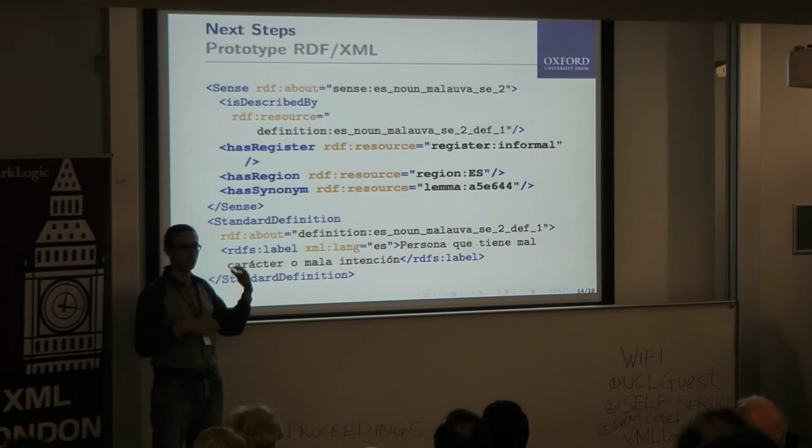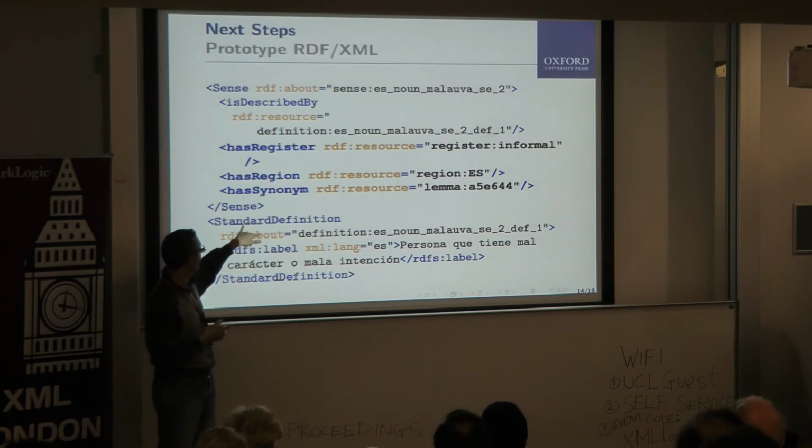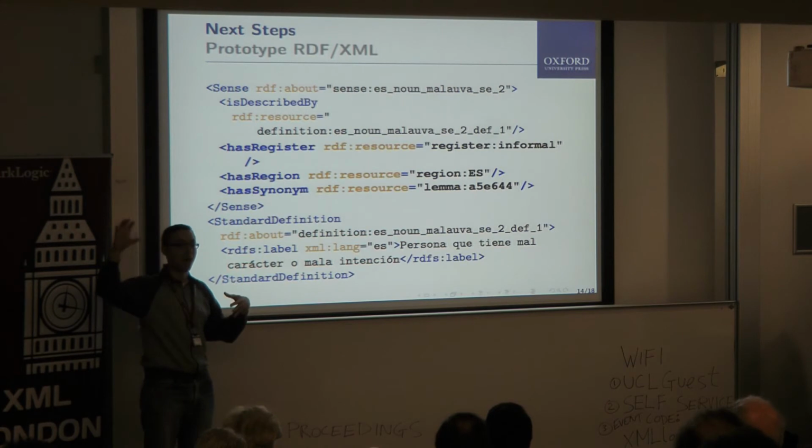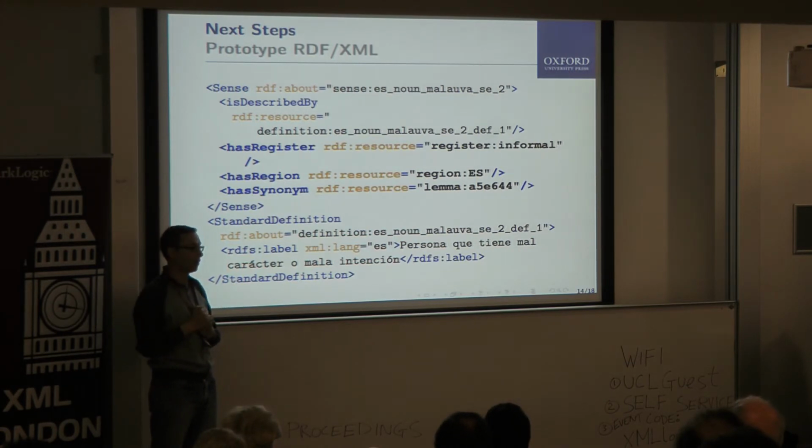And the other change is the synonym. So in the previous slide, we showed you a simple synonym tag, a synonym element. In here, the synonym becomes basically a link towards the head word, the lemma, that is describing that synonym. So we are creating links in our data automatically.